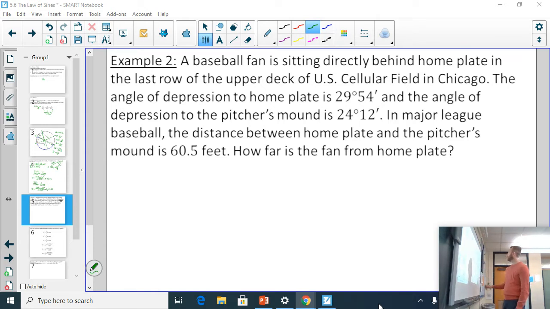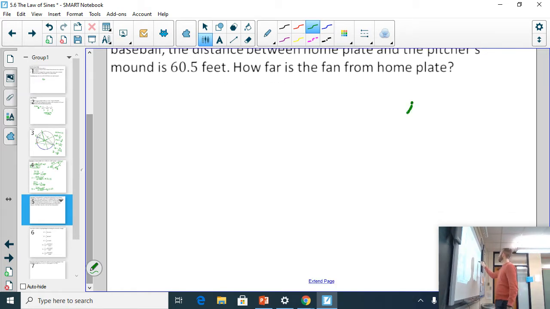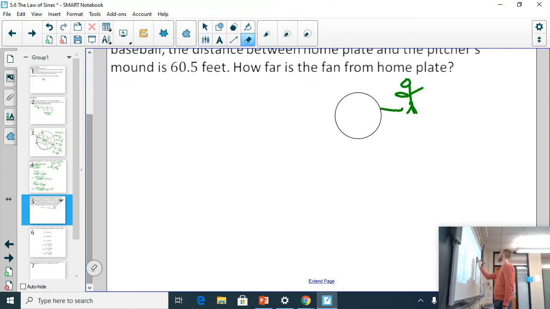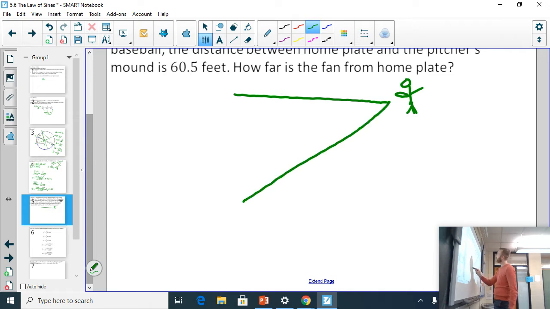A baseball fan is sitting directly behind home plate in the last row of the upper deck of the U.S. Cellular Field in Chicago. The angle of depression to home plate is 29 degrees and 54 minutes. So I'm already thinking there's a guy up here watching the game. An angle of depression means if he's looking straight out, then the angle of depression is downwards, right? This would be the angle of depression.